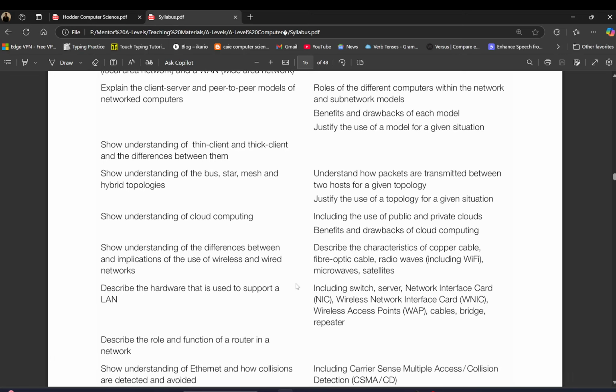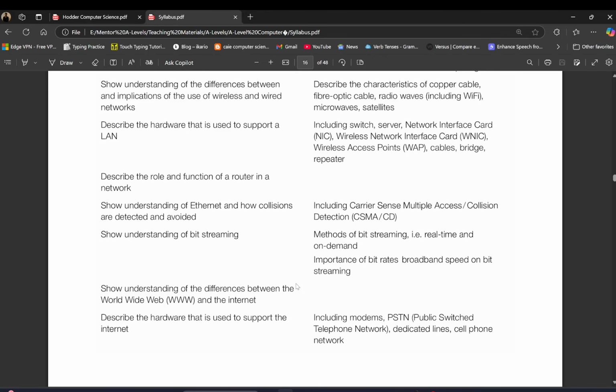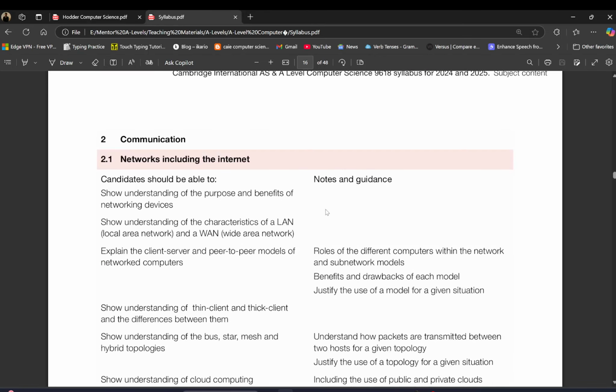In the second section, we'll explore the hardware devices that are involved in LAN and WAN, wireless and wired connections. And so this topic, the networking or communication topic, will have 3 videos, and I'll cover everything in detail. So let's talk about networks.